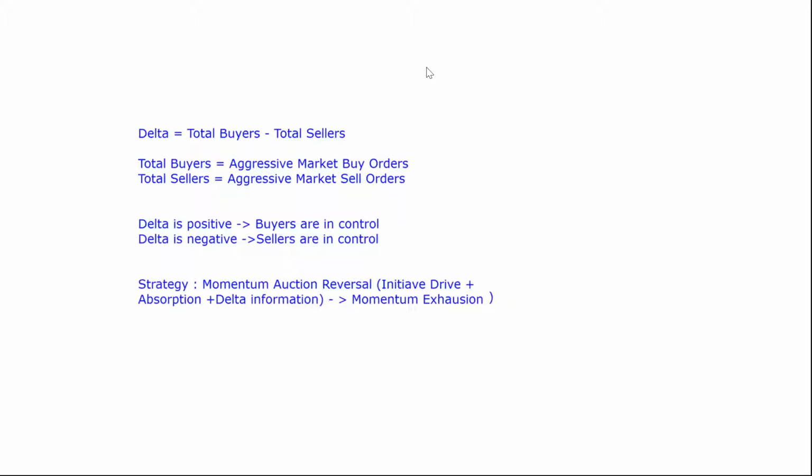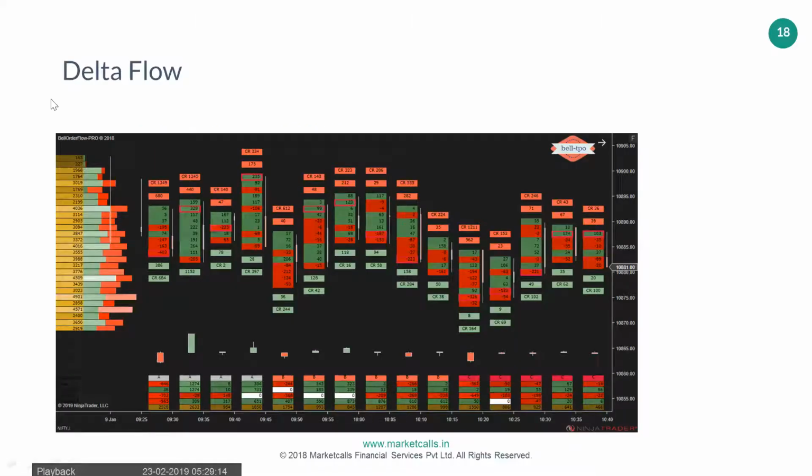So let me switch to the screen again. Right. So if you watch the screen here, based upon delta flow, we have a couple of strategies. One of the strategies is called momentum auction reversal. Another two more strategies we're going to discuss are called delta unwinding and delta packet positioning, which we'll discuss shortly.